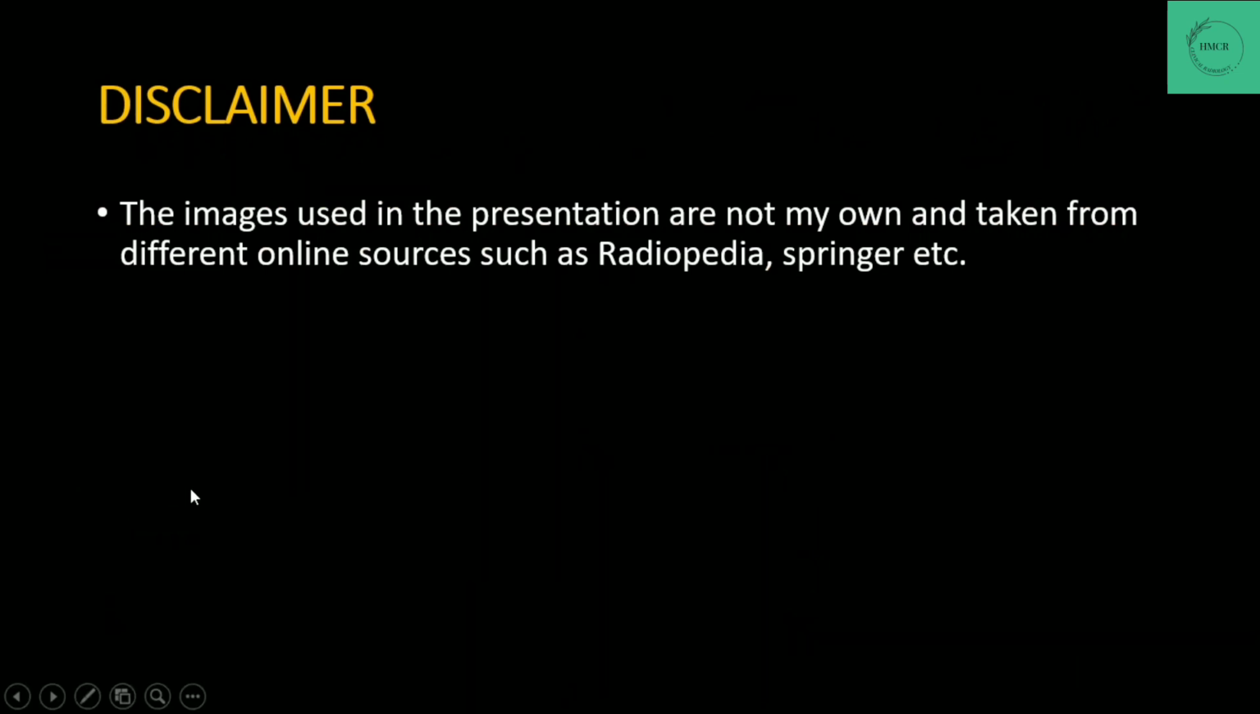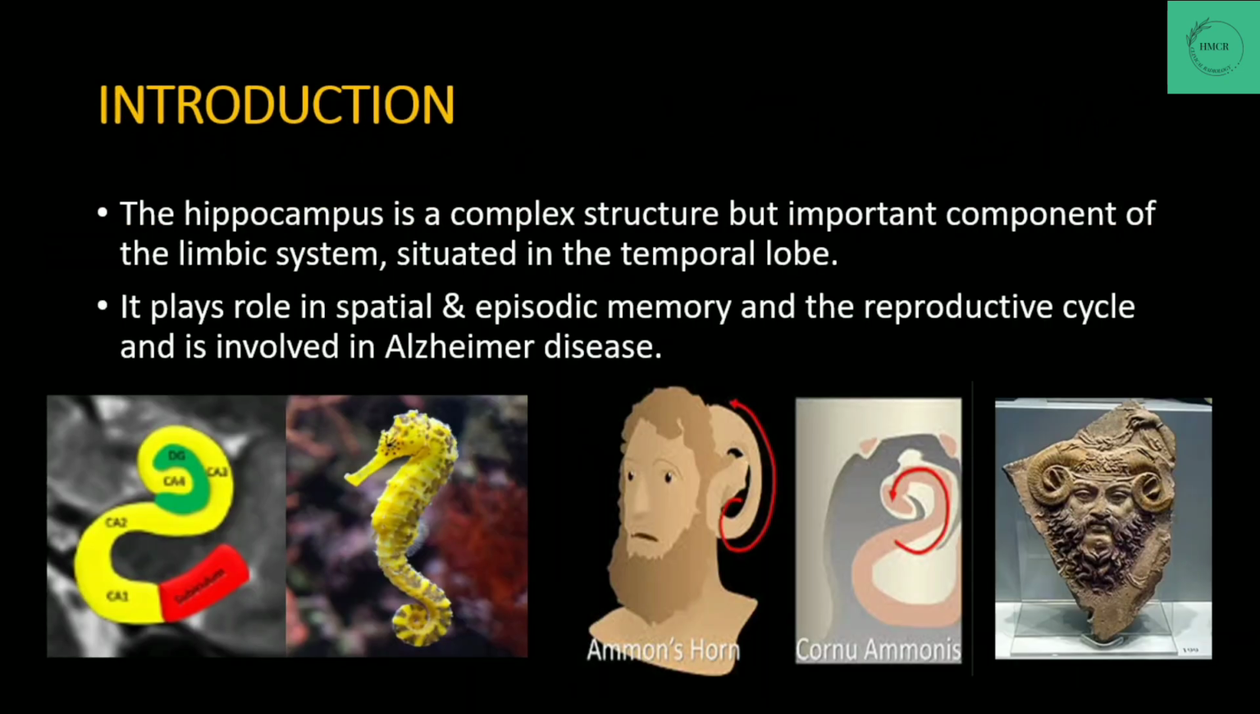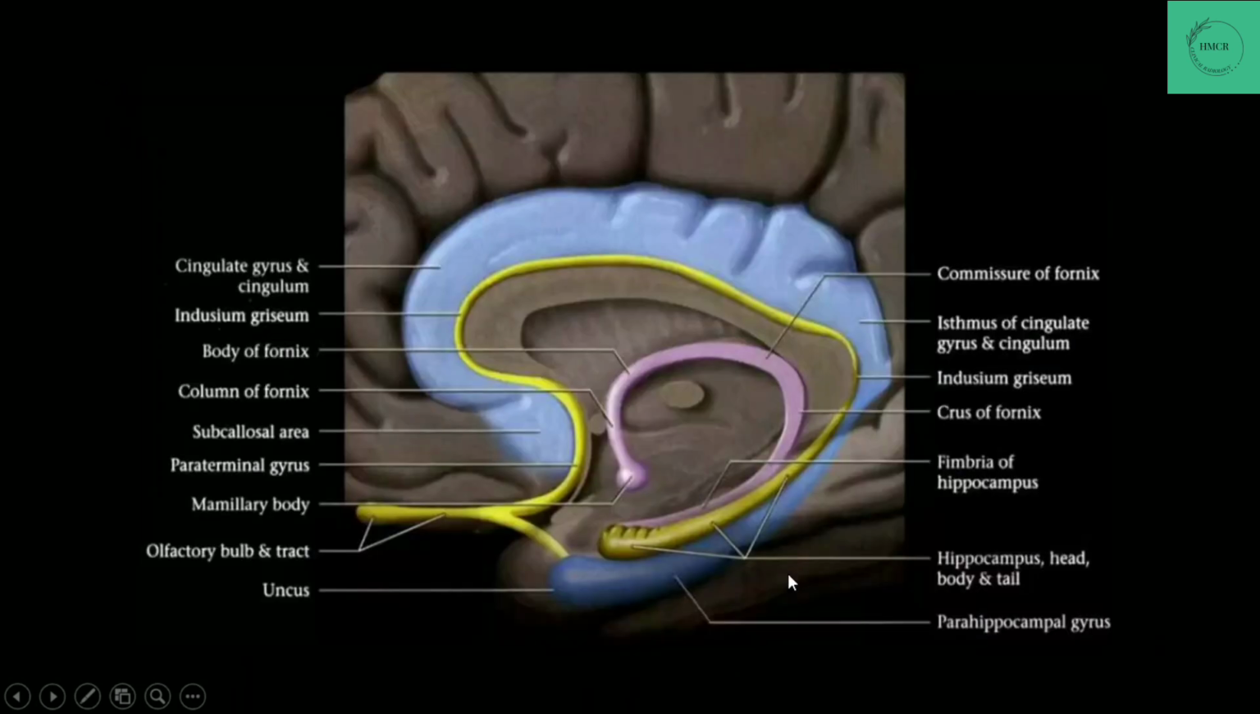The images used in the presentation are not my own and are taken from different online sources such as Radiopaedia and Springer's. The hippocampus is a complex but important component of the limbic system situated in the temporal lobe. It plays a role in spatial and episodic memory and the reproductive cycle, and is involved in Alzheimer's disease. The hippocampus has taken its name from the seahorse due to its similar appearance, and it is also called Cornu Ammonis due to its similarity to Ammon's horn, the Egyptian god.